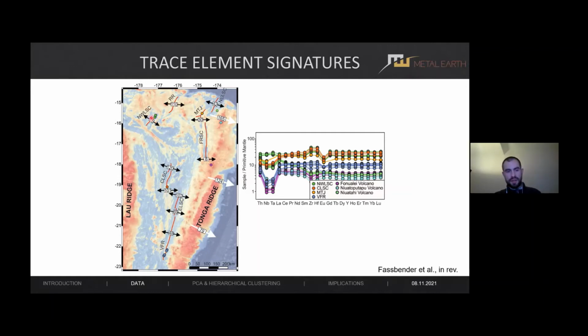And those spreading centers occur at various distances to the arc, which is great because we can actually monitor how the arc influences those melting regimes. So obviously they are controlled by the arc. We have fluids which are derived from the dehydrating subducted slab.